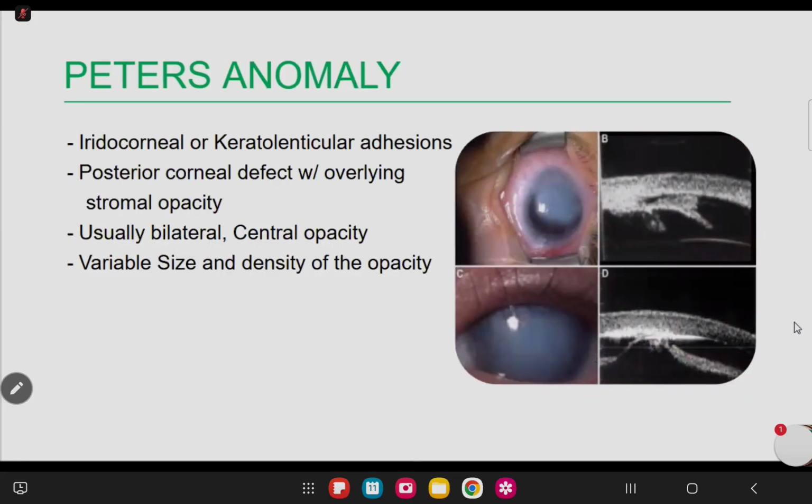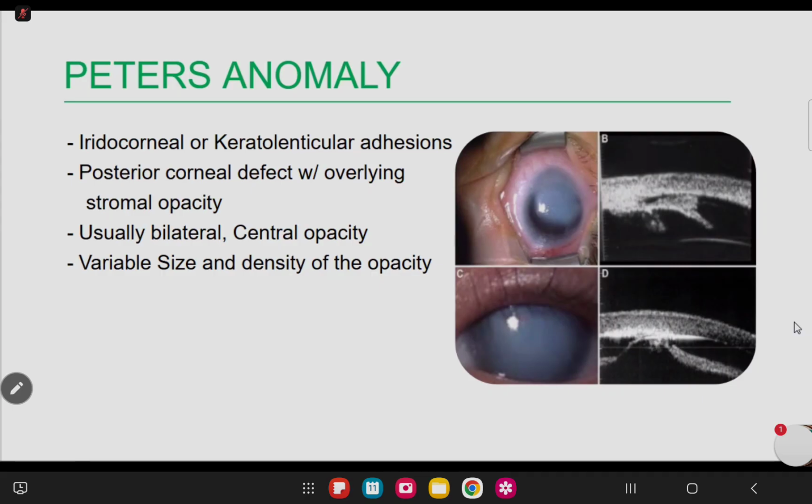So your Peters anomaly is for your P, no? So Peters anomaly, it is iridocorneal or keratolenticular adhesions. We further divide this as Peter 1 or Peter 2, but however, for your level, it would be okay if you know the Peters anomaly itself.